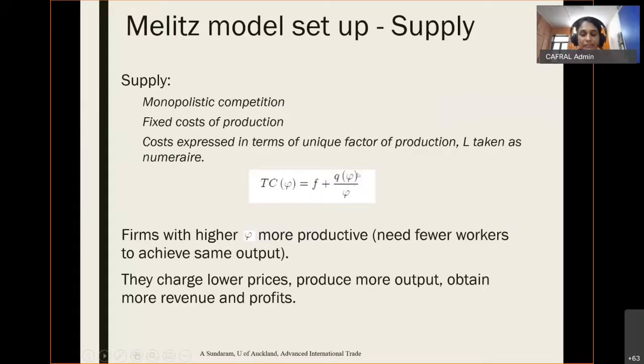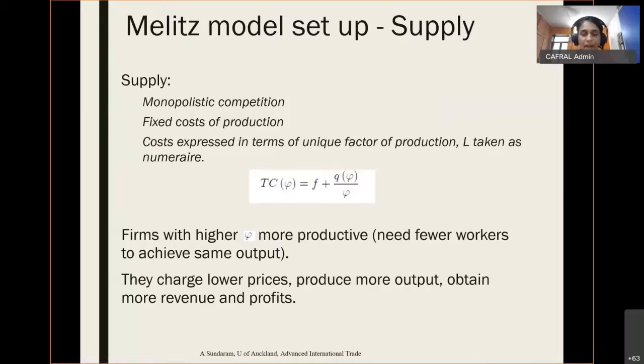Now the phi here indexes the fact that these different firms are producing these different varieties, and phi is the productivity of a particular firm. So the total cost is defined for a firm with productivity level phi. So if you are a firm with phi as your productivity, your total cost is going to be your fixed cost plus your marginal costs. And note that 1 over phi here is the marginal cost of production.